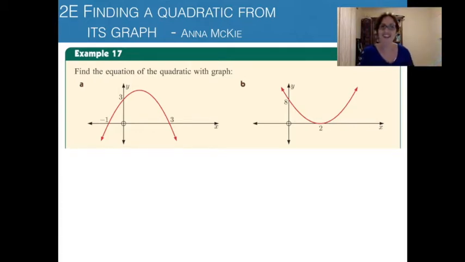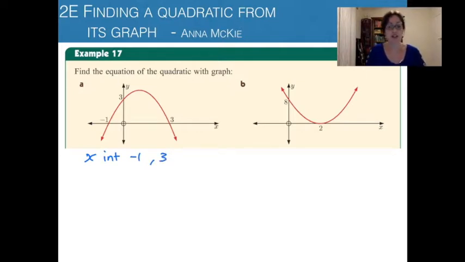Oh, hello there. Let's get on with today's lesson about finding a quadratic from its graph. So if you're given the graph, look at the key features that you can see there. You've got x-intercepts and a y-intercept, or in this case it's just another point. So identify what your x-intercepts are. We've got our x-intercepts of -1 and 3.